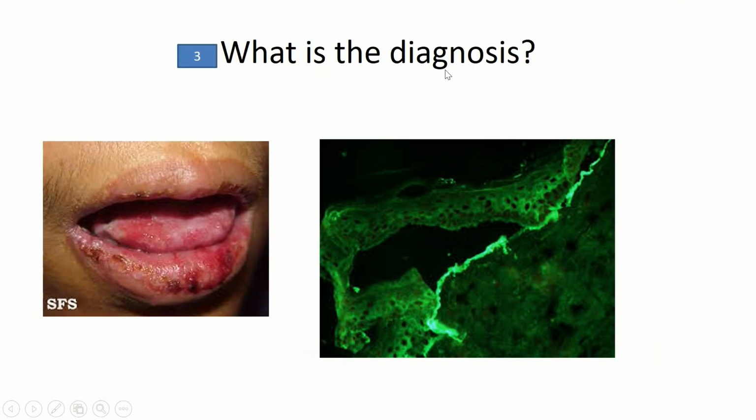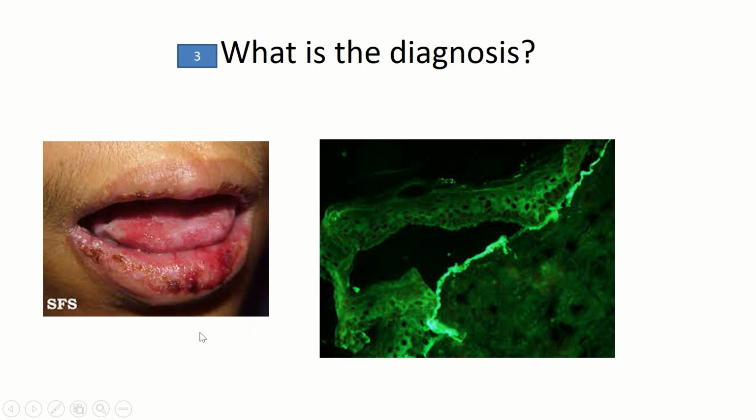Here another case. What's the diagnosis? You see here lip involvement. And here are some forms of stomatitis. So you will consider the diagnosis of paraneoplastic pemphigus at first, but when you look at this figure in histopathology, there is subepidermal bulla formation that is not compatible with the diagnosis of paraneoplastic pemphigus. Actually, the diagnosis in this case is cicatricial pemphigoid.